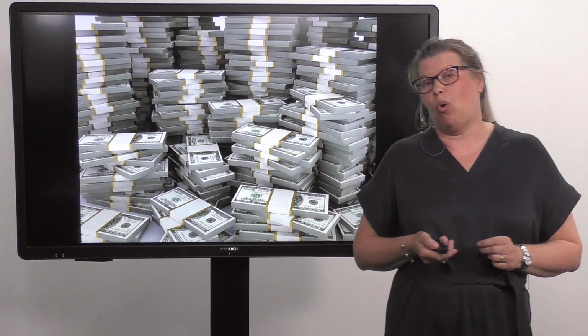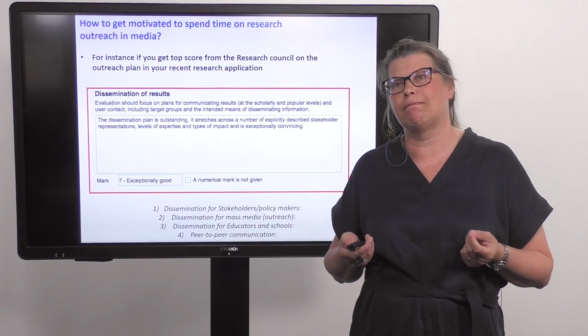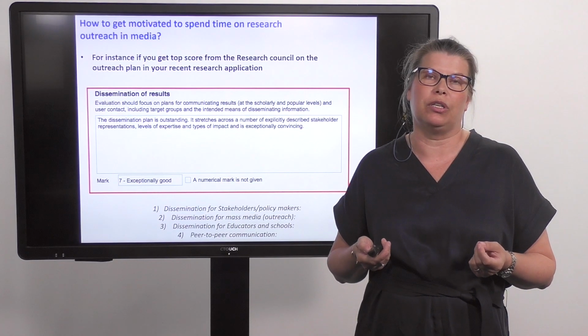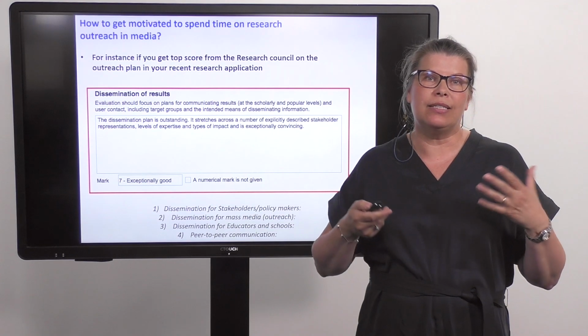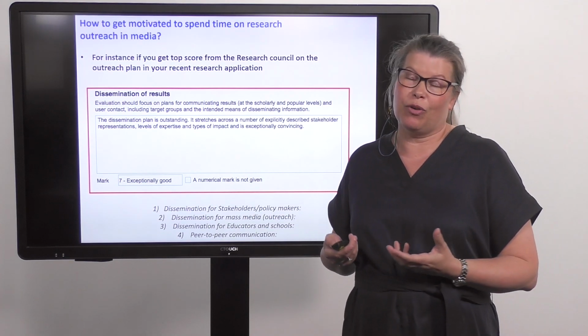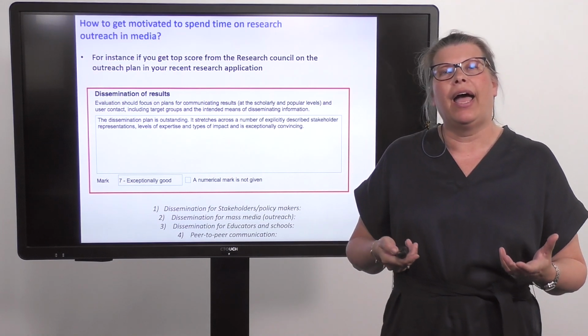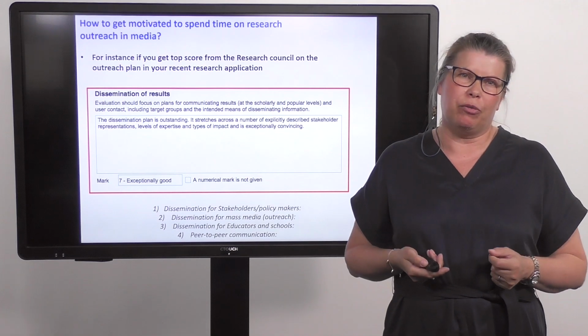Well, money is always a driver, isn't it? And what we see now is that every funding institution is putting emphasis on dissemination. You have to have a clear dissemination plan. Now, this is from a research funding that I got a couple of years ago. And we get feedback from the reviewers, right?